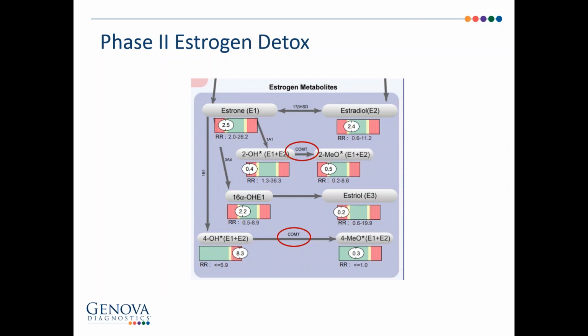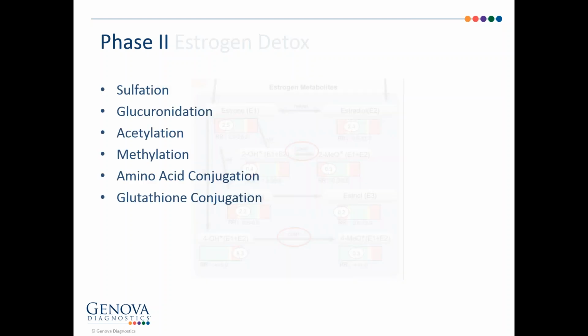So we talk about methylation in phase 2 of hormone detox, but we also know that there's a lot of other ways you can detoxify hormones in phase 2. Methylation, glutathione conjugation, amino acids, acetylation, glucuronate. There's other ways you can do it. We focus on methylation and glutathione conjugation, probably just because it's the most popular, but all of these ways are also necessary.